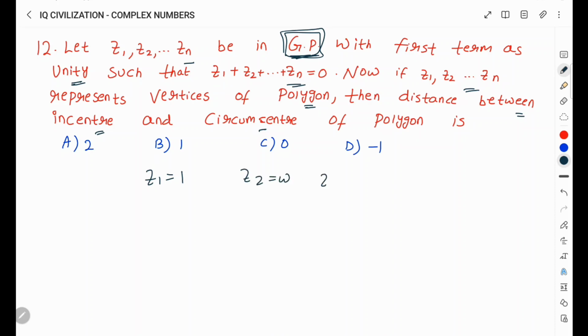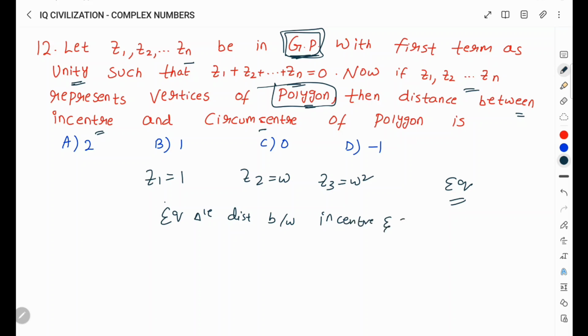z2 is equal to omega. z3 is equal to omega square. Now z1, z2, z3 are the vertices of an equilateral triangle. Okay, some polygon is given, and since these are cube roots of unity, z1, z2, z3 are the vertices of an equilateral triangle. Then, for an equilateral triangle, the distance between what? In-center and circumcenter is 0. Okay, see, the question is very big and the answer can be done by a small trick.